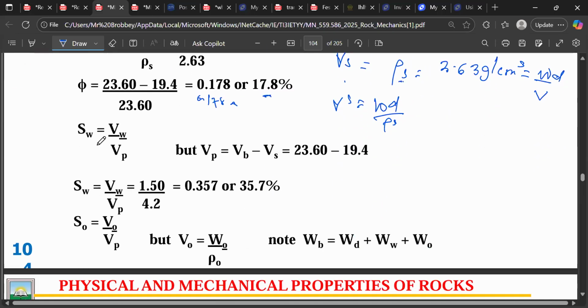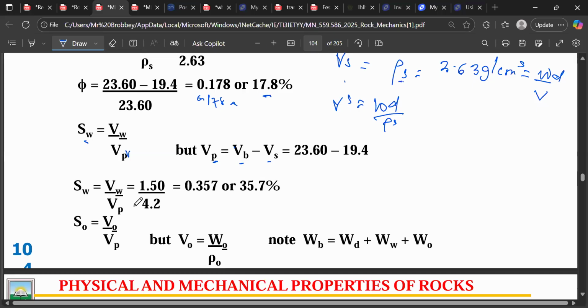Now, we know that Sw, which is saturation of water, is equal to the volume of water that is contained in the void. In other words, you can make it VV. But we know that the voids in the soil is equal to the main bulk volume minus those that are contained by solids. So when we take that out, you are going to get what VV is.